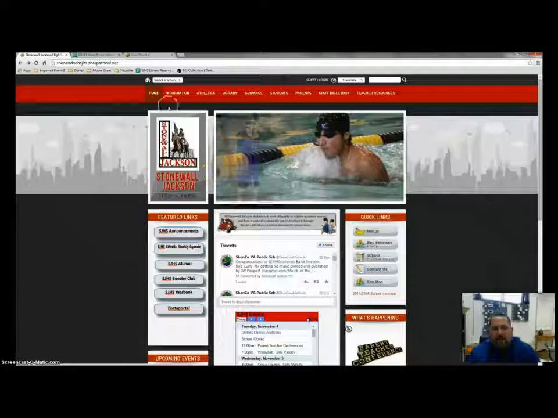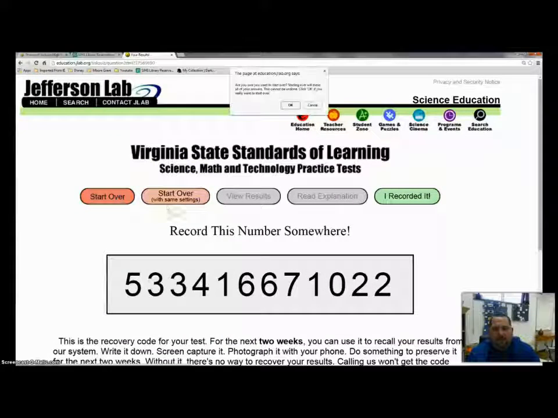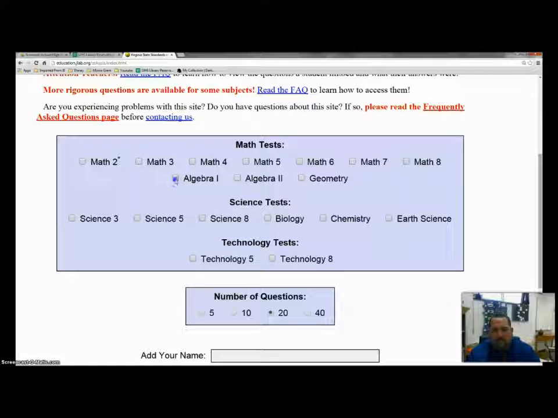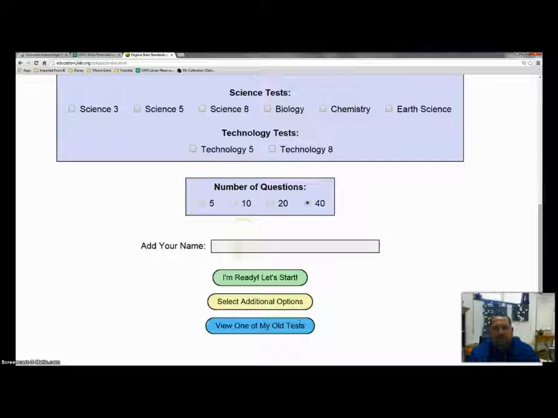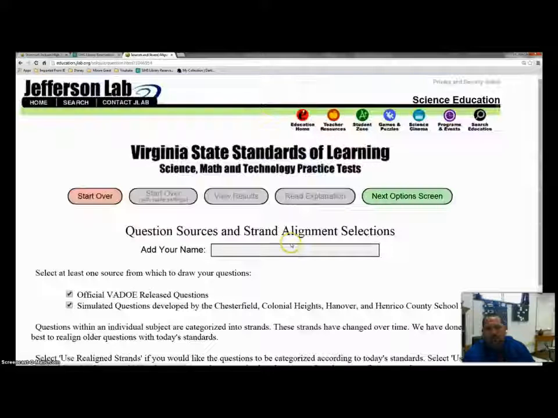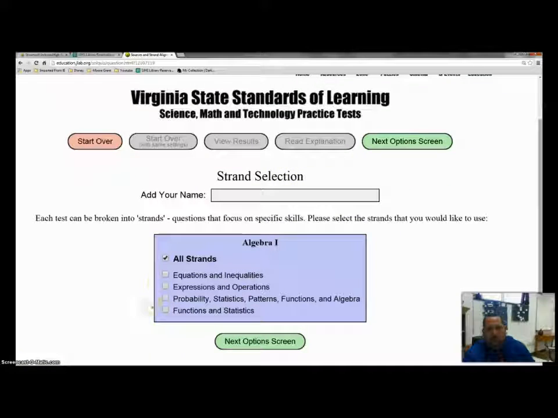But again, just a reminder, on Thursday, you're definitely going to be going to Jefferson Lab. You're going to be going to Algebra 1, 40 questions, add your name, select the additional options, pick the first 3 strands. So I'll show you that again. Again, you want to focus on the first 3 strands, and then you'll get to where you need to be.